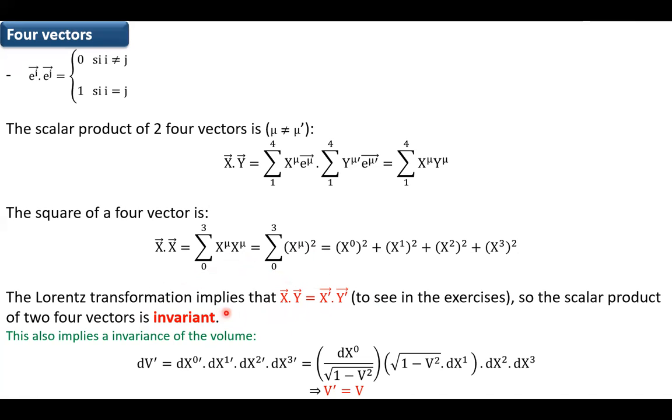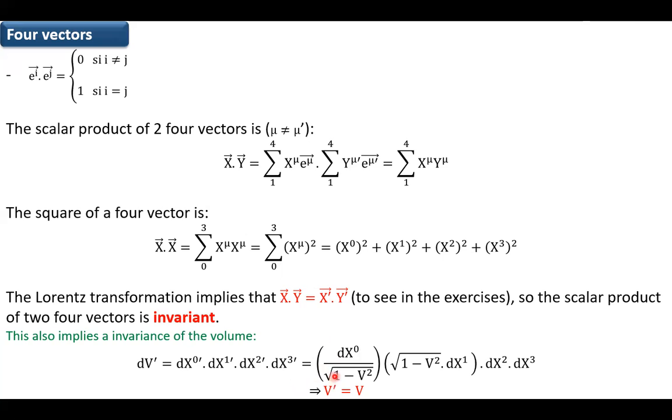So the consequence of this invariance is an invariance of the volume in space-time. If you calculate a volume in space-time, dV prime, a differential volume, a small volume in R prime, let's say, which is the product of the 4 coordinates. So it's dx0 prime times dx1 prime times dx2 prime times dx3 prime.